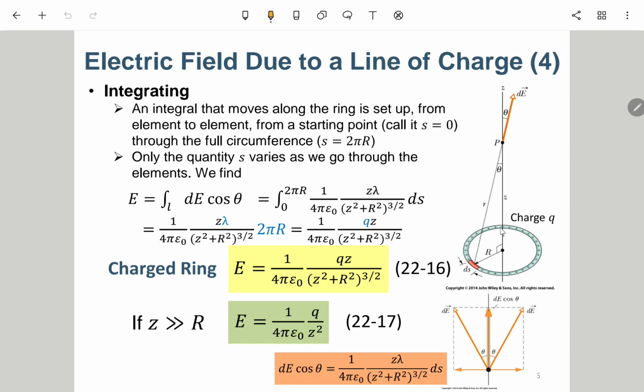According to your primary mathematics, the circumference of a circle will be 2 pi r. So we are actually integrating ds from 0 to 2 pi capital R. And for the whole expression here, everything is a constant with respect to s.